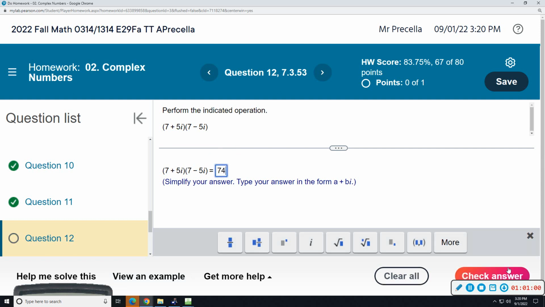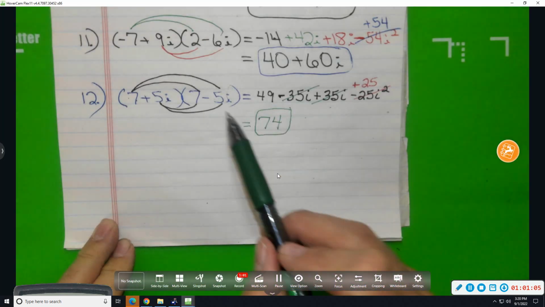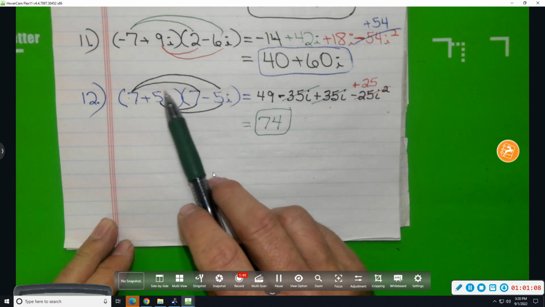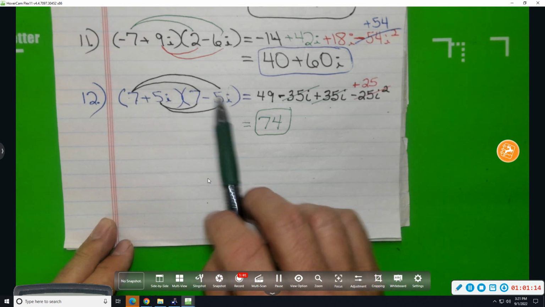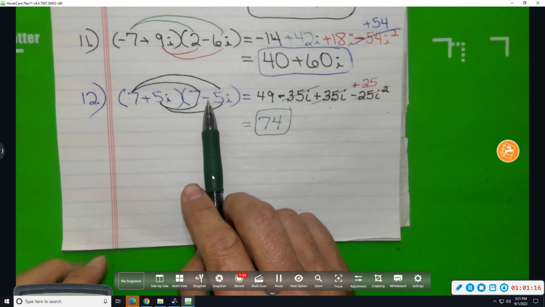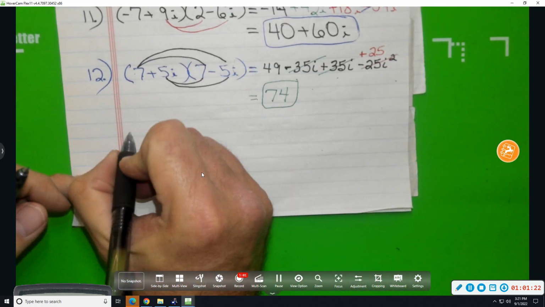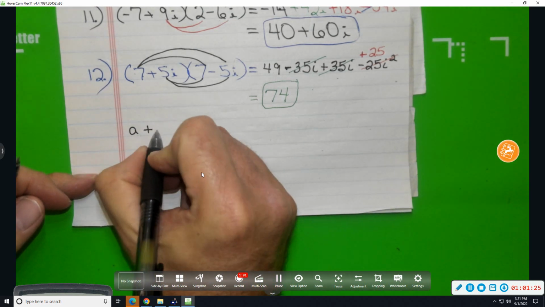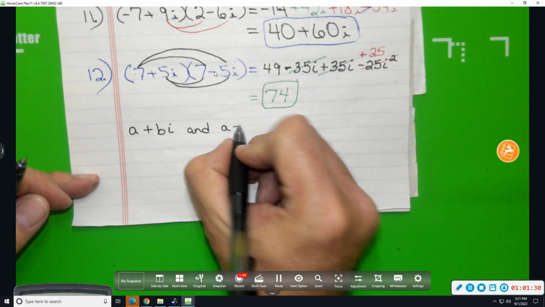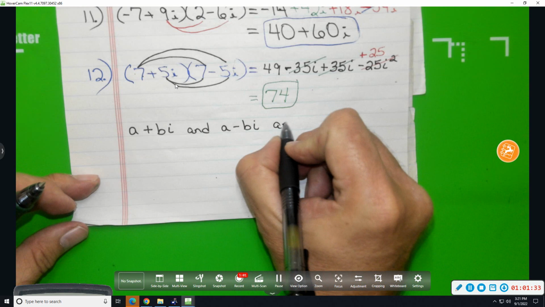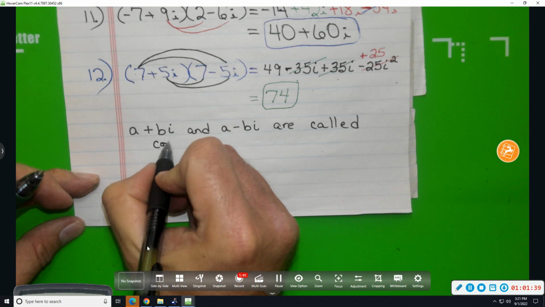Now, why did those i's subtract out like that? Because it was a positive i and a negative i. The way they're both the same complex number, except one has a plus and one has a minus in it. Here's a definition. In algebra, we call that a difference of two squares. You have the same terms, except the middle signs are opposite. And when you multiply a difference of two squares, you lose the outer and inner terms because they subtract out.